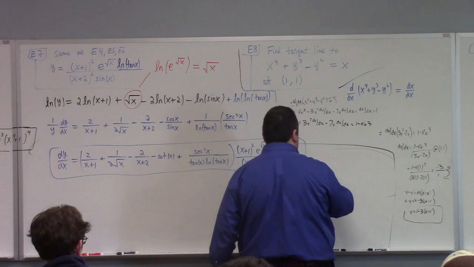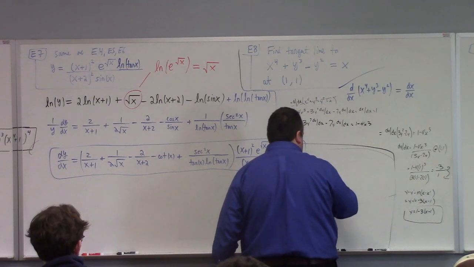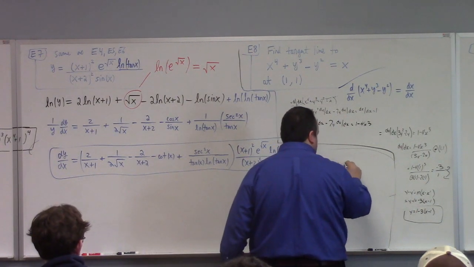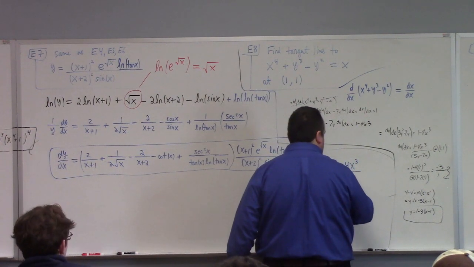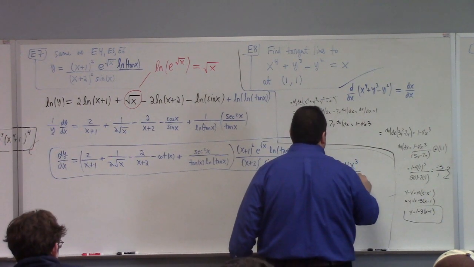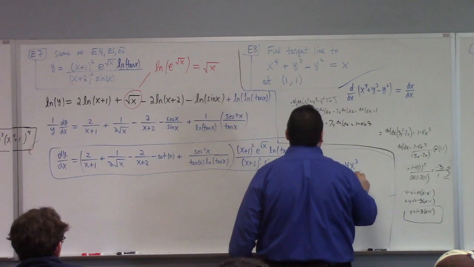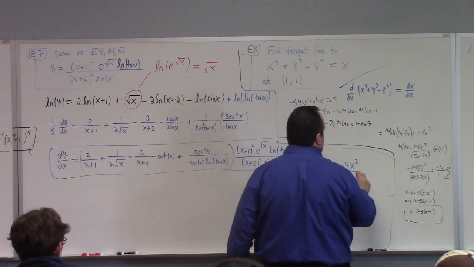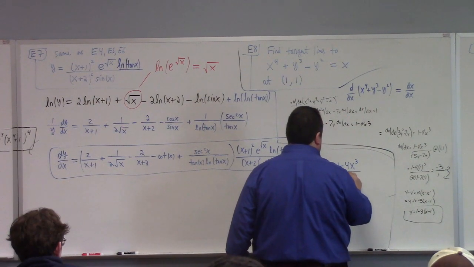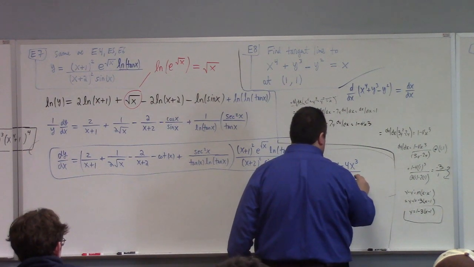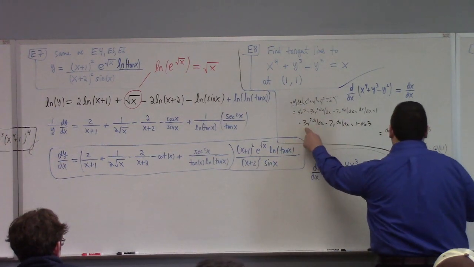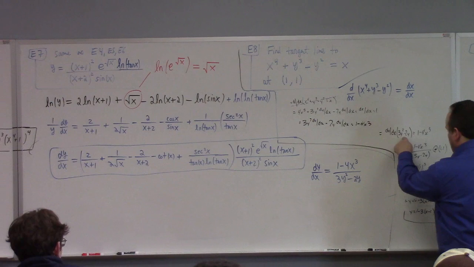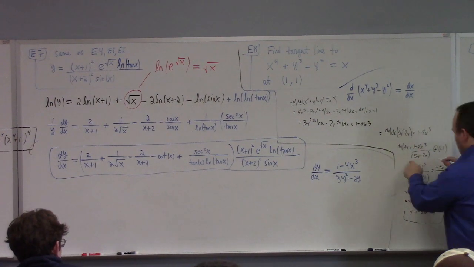So what you found is that dy dx is equal to 1 minus 4x cubed divided by 3y minus, that can't be right. That would be 3y squared. Yeah, 3y squared minus 2y. So you had the y squared. It was here. See, it was here. It was here. And then right here, it disappeared.